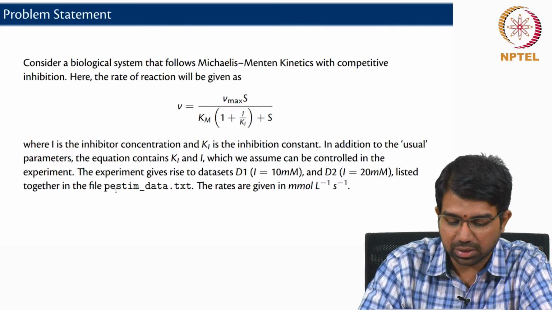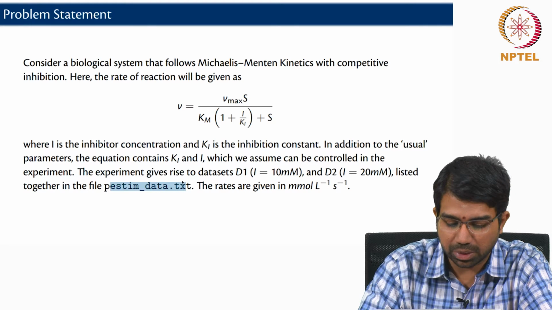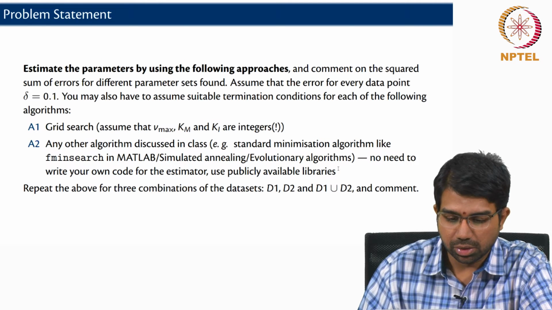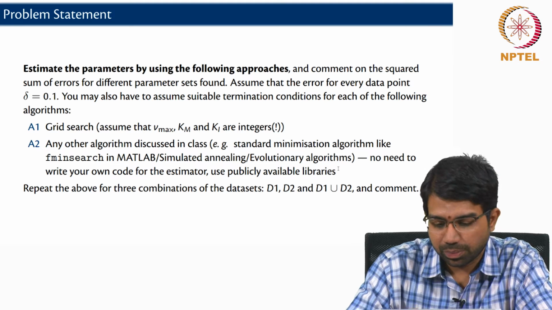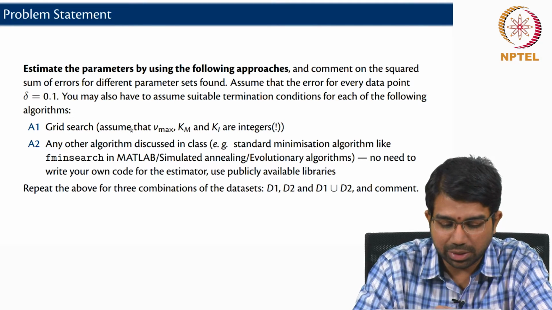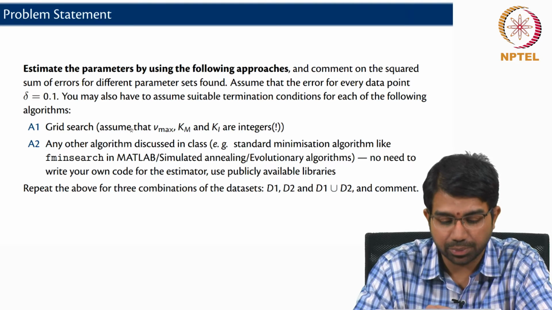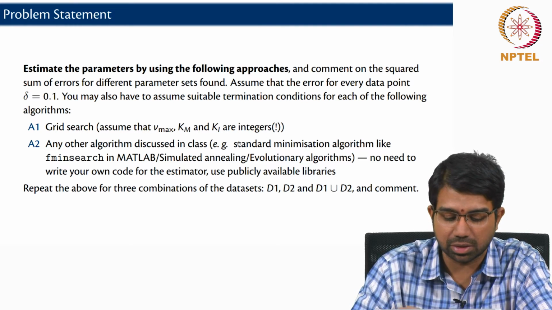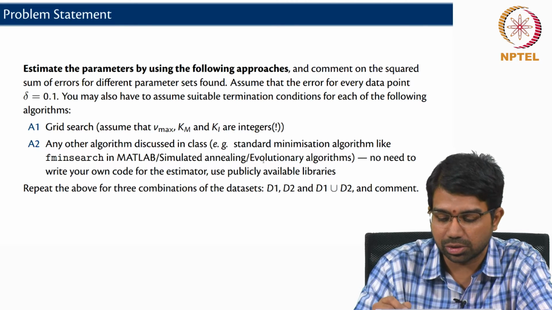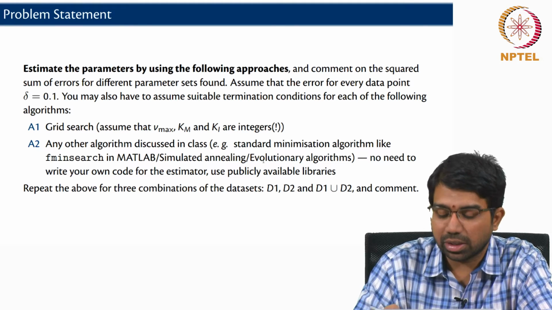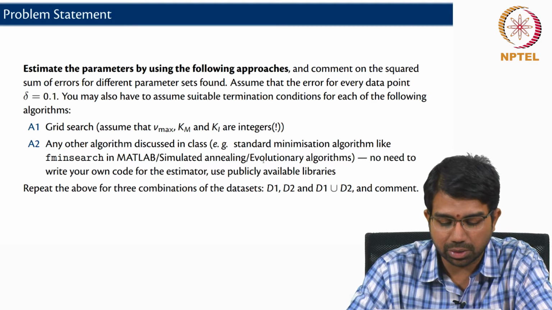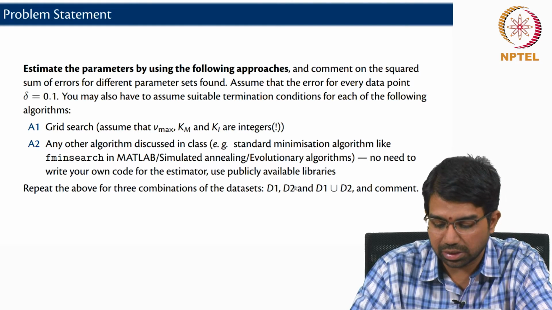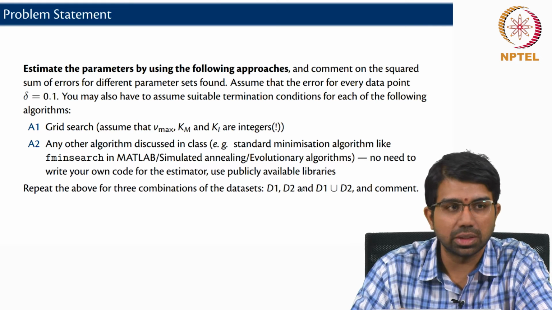There are 2 data sets in this given file, parameter estimation data.txt, for I equals 10 millimolar and 20 millimolar. So, there are 2 approaches that we can follow to estimate parameters. One is a very simple elementary grid search assuming Vmax, Km and Ki are integers, and the second is any other algorithm we have discussed in class. So, maybe a standard minimization algorithm like fminsearch or simulated annealing or evolutionary algorithms. There is no need to try and code this up yourself, just try and use publicly available libraries. And I want you to repeat this for 3 combinations: data set 1 alone, data set 2 alone and the combination of the 2 data sets.